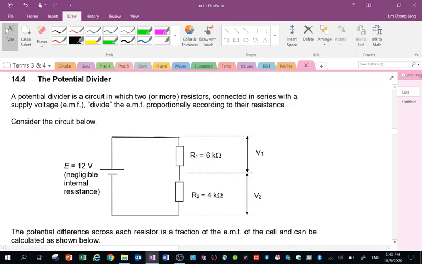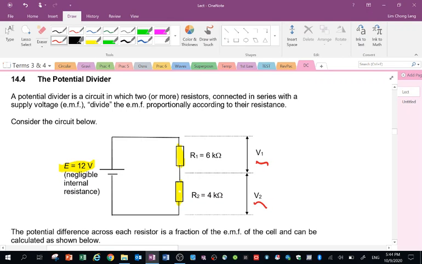Okay, this is a potential divider. It actually consists of a battery source and two resistors in series, and these two resistors are in series with the battery source. You have seen this arrangement before. So I have two resistors here. Basically a potential divider divides the PD into two parts. The 12 volt here, we are going to divide into two parts, that is V1 and V2. So how do we do that?